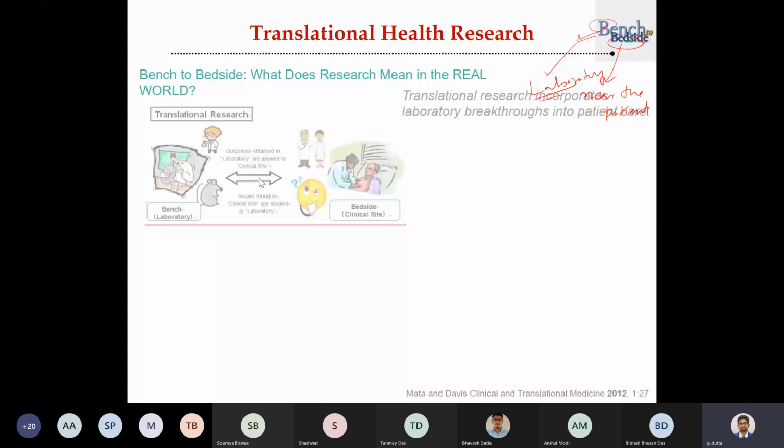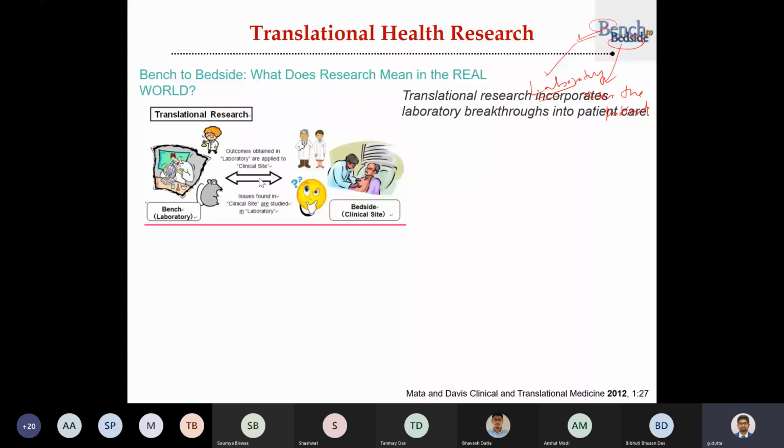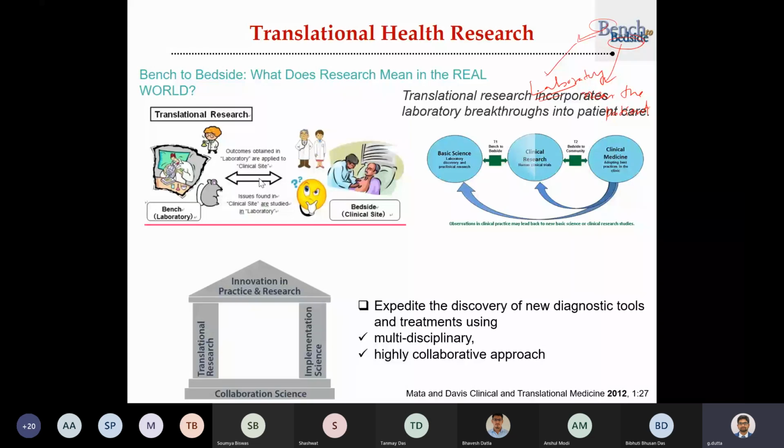We are translating our research to the bedside, to the clinical side, right? You can see here, translational research incorporates some basic science laboratory testing, then we go for clinical research and clinical medicine. Translational research is not unidirectional; it is bidirectional, not only forward but also backward.